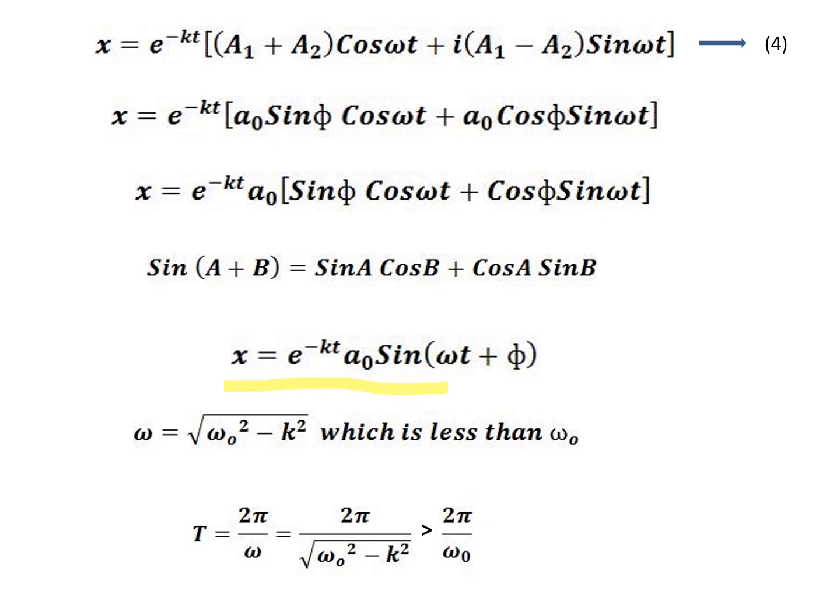Now if we further analyze this equation, you can see that the motion is oscillatory since it contains the term sin (omega t plus phi). So there is oscillatory motion in the underdamped case. But when you look at the amplitude part, you can see that the amplitude of the oscillations is not constant. It is not A0 but A0 into e raised to minus kt. That is, the amplitude is decreasing exponentially, e raised to minus kt. So it is decreasing exponentially.